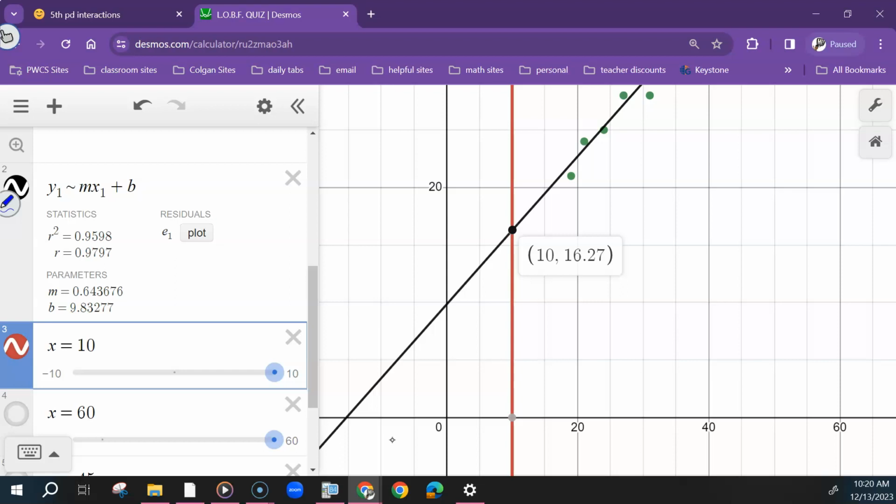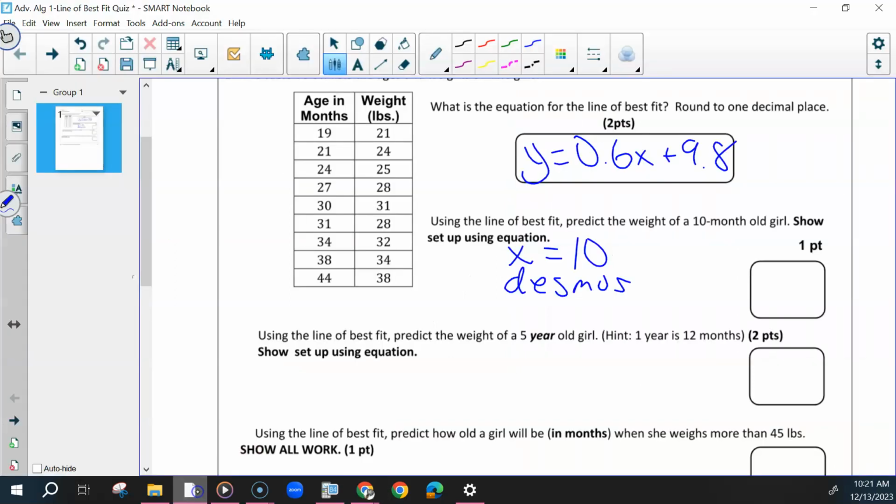And your answer, I accepted one of these answers, 16.27 or 16.3. But you also needed labels, 16.3 pounds or 16.27 pounds. Oh, wow. Yes, many of us did not write labels. Our labels. I'm confused.